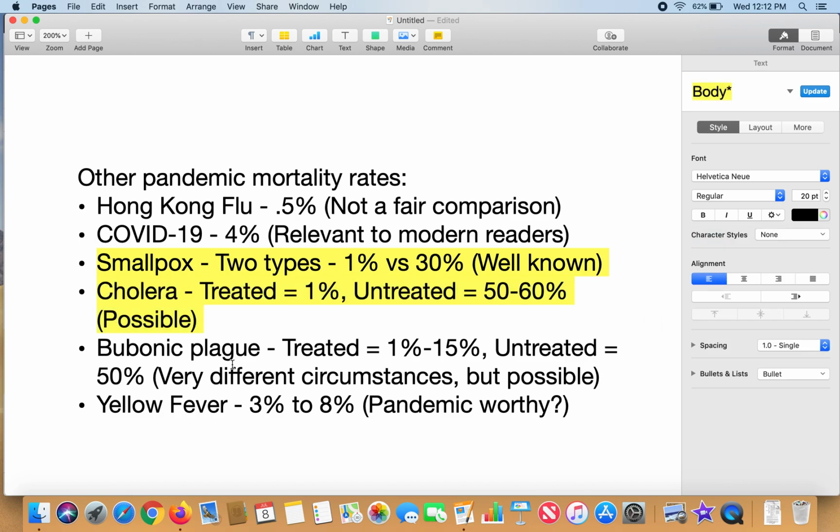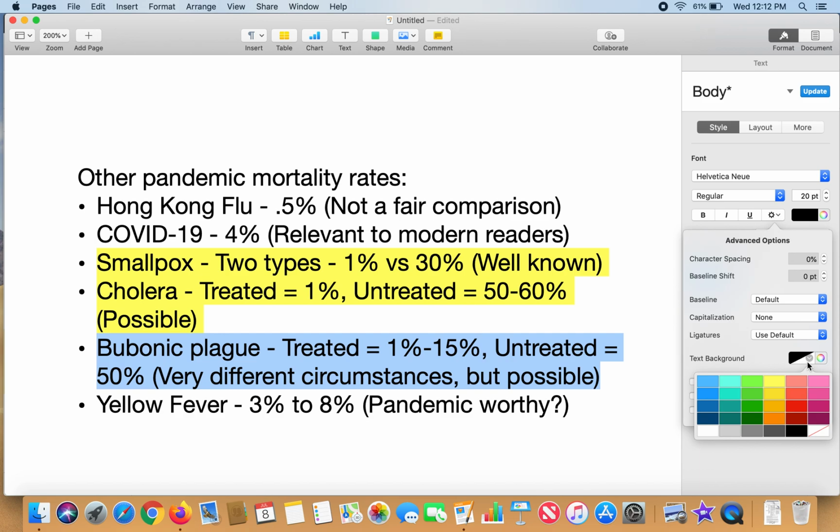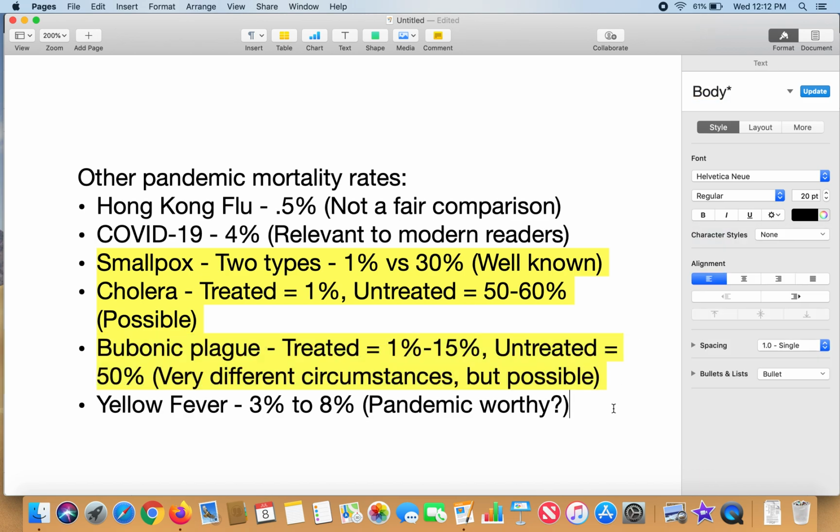Bubonic plague is very well known. Treated had a 1 to 15% mortality rate. Untreated 50%. I'm a little unsure about using that one, because if you look into it, the main outbreak was so long ago, we had virtually no understanding of medicine. It's almost unfair to compare the two, but it is possible. It would just require some deep analysis to really explain. So we'll highlight that.